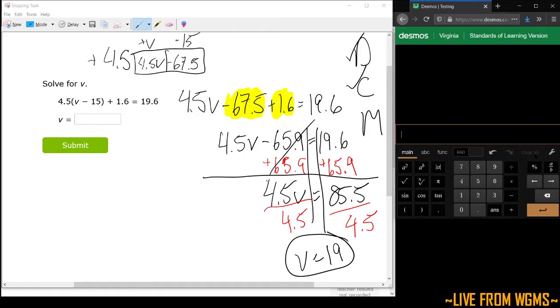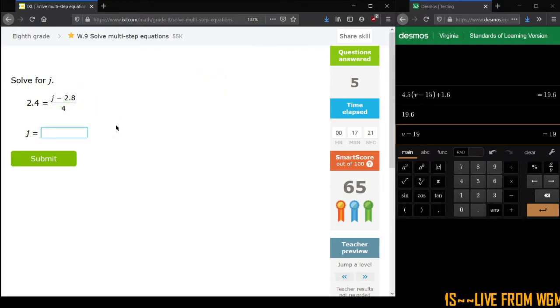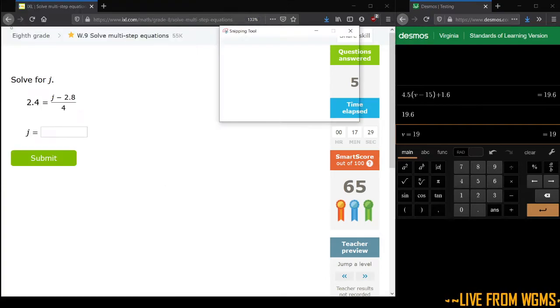Again, to check, I can type it in exactly as it looks. So I'd say 4.5 times v minus 15 plus 1.6. We're seeing, does that equal 19.6 when v equals 19? And yes, it does, and so we know we are correct. So it's saying when v is 19, this is correct. I'll keep powering through, maybe get to 100, that way we are good. Or maybe I'll stop at 80, I'll see where we're at. So we do new.